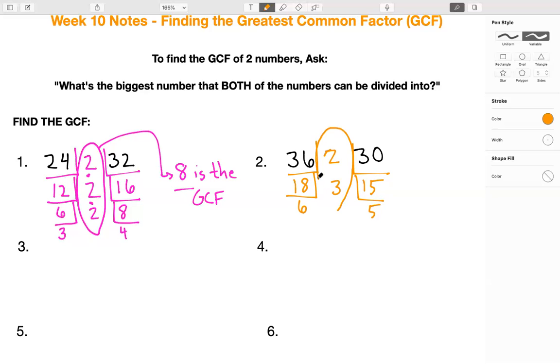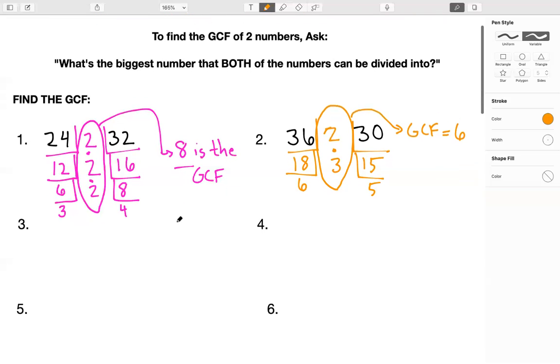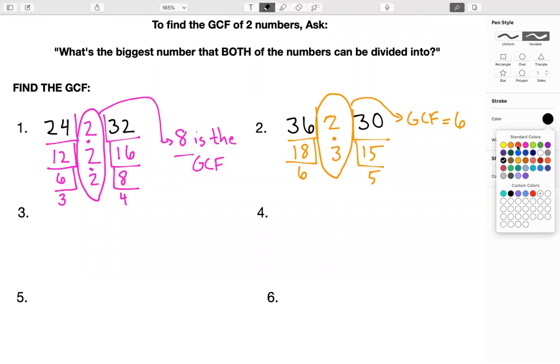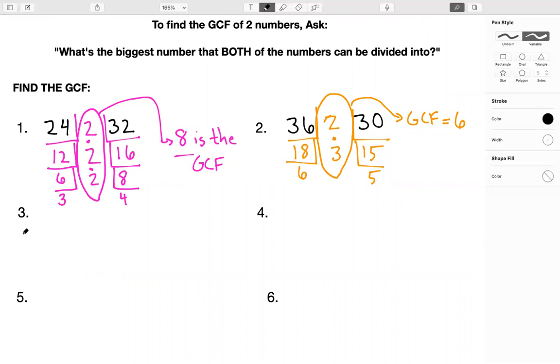So we circle our numbers in the middle here, the middle channel, and then multiply them together to get our GCF. 2 times 3 is 6. And again, if you were really good at your multiplication tables, you could have looked at these and figured that out and just done this in your head, which is the goal, but you may need to do these steps first. Try this one, 15 and 25.